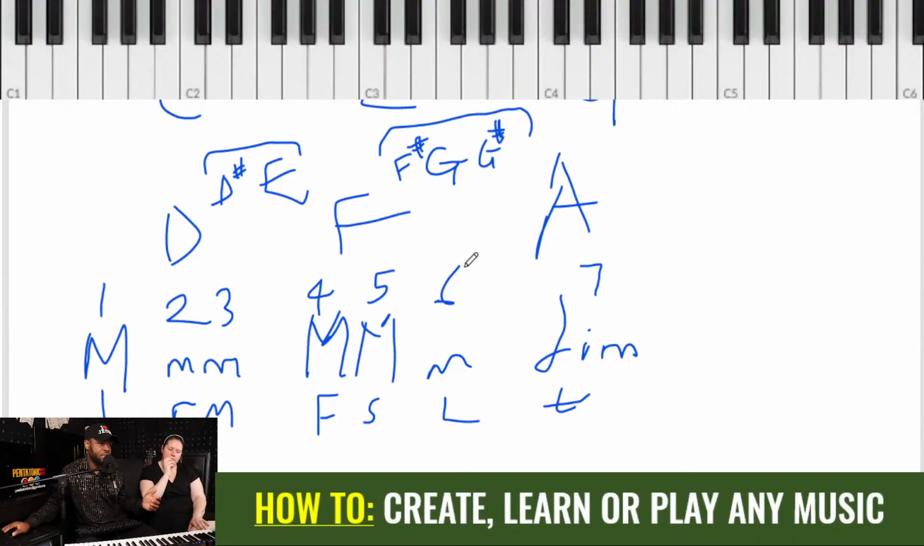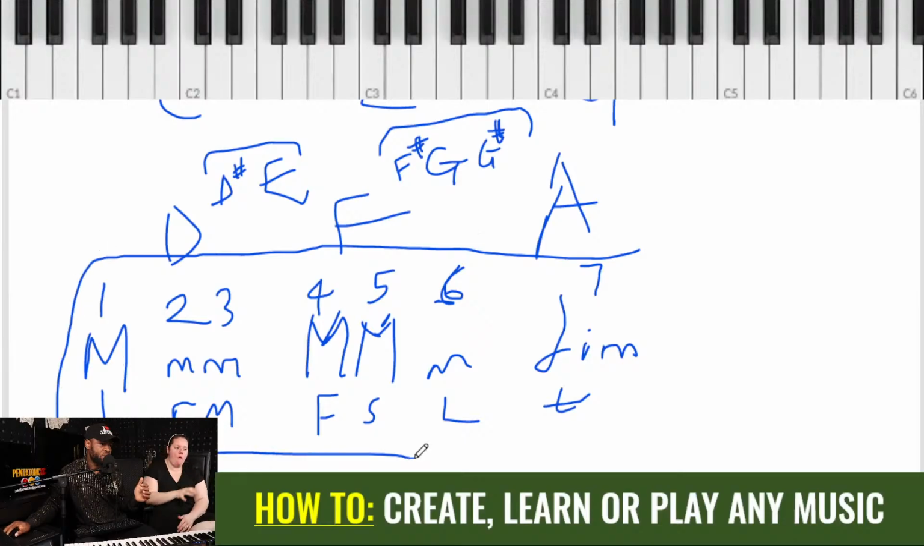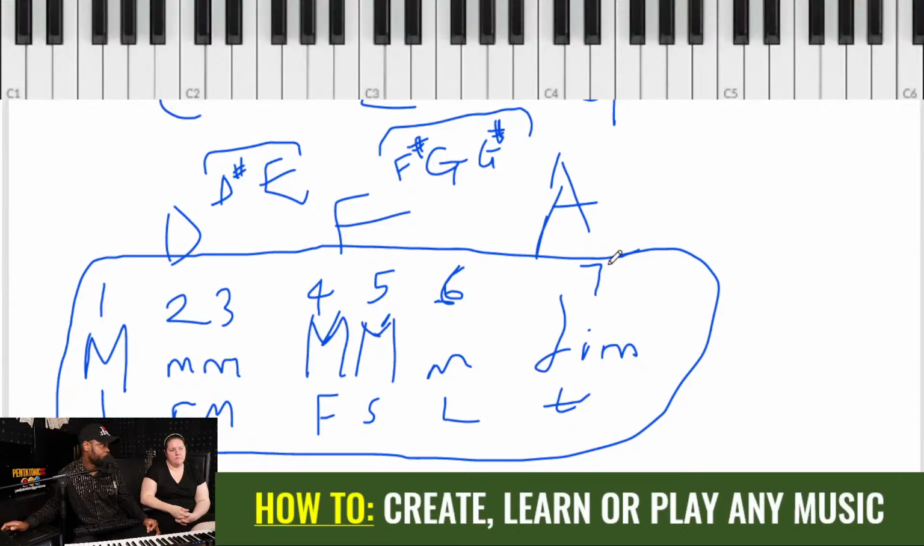So meaning your 7th chord is a diminished, your 6th chord is a minor, your 5th chord is your major, your 4th chord is a major, your 3rd chord is a minor, your 2nd chord is a minor, your 1st chord is a major. Once you follow that, you are building your chord to make sure it blends with that scale. So let's say in the scale of B flat, B flat.